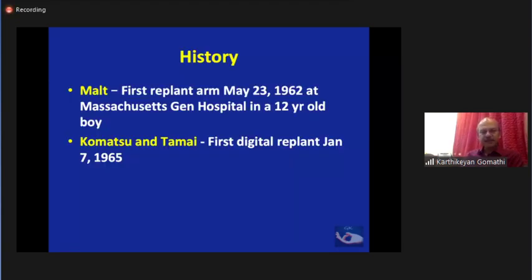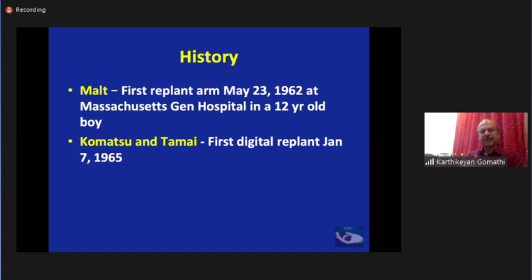The first replantation of the arm was done on May 23rd, 1962 at Massachusetts General Hospital for a 12-year-old boy who had an amputation by Malt. Malt and Mekan, Komatsu and Susumu Tamae did the first digital replant on January 7th, 1965.